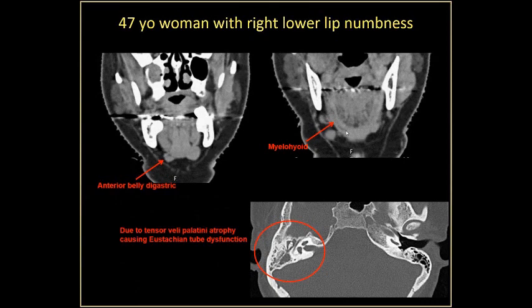And these are indirect signs of dysfunction, of eustachian tube dysfunction due to tensor veli palatini atrophy, which is involved in eustachian tube function. So we've seen that in this case we have 7 muscles innervated by V3 that are atrophied. So now let's look up and see what could be causing this.